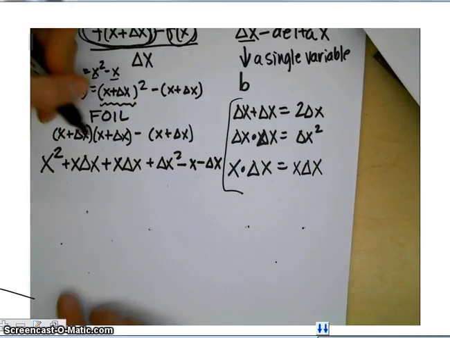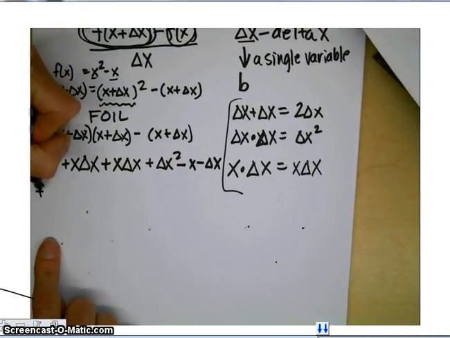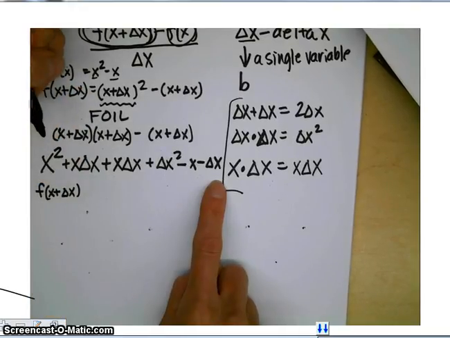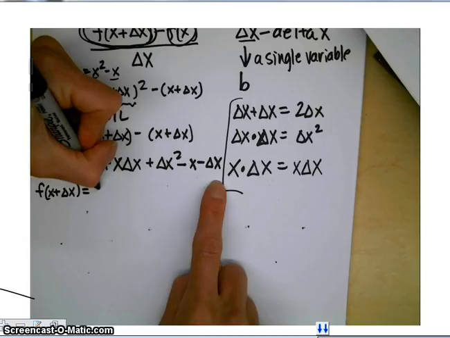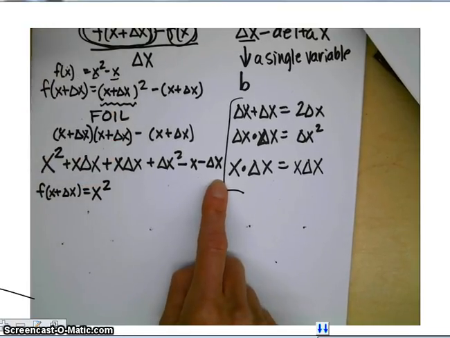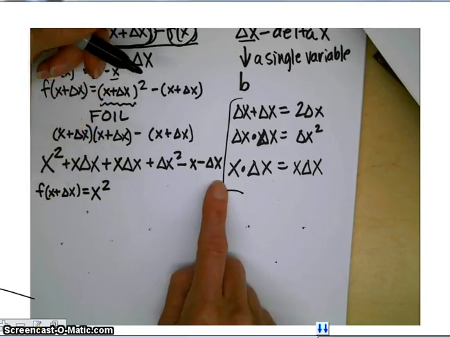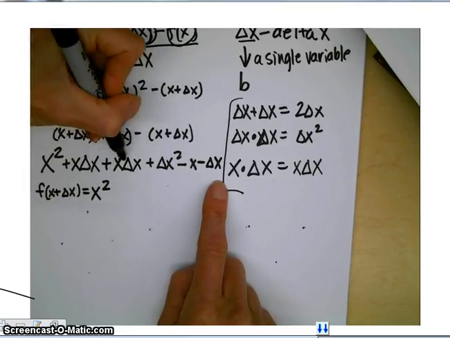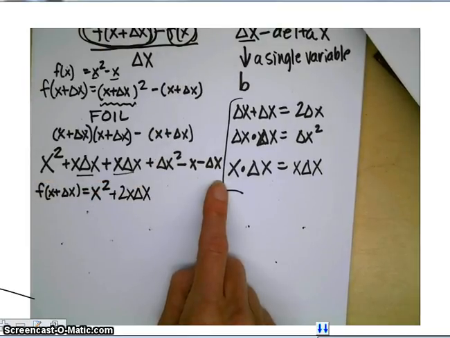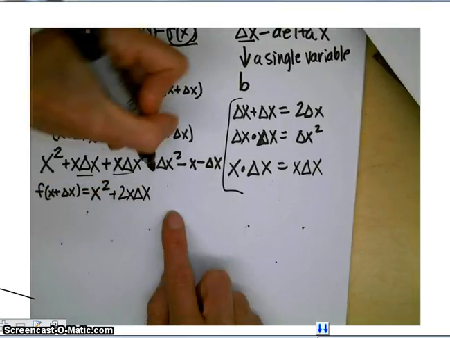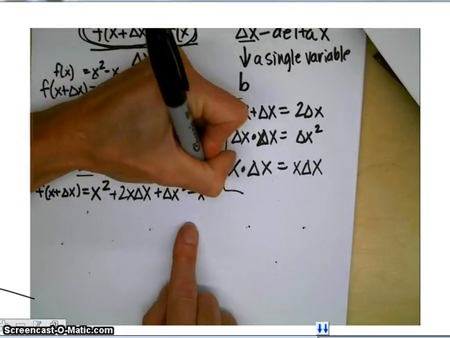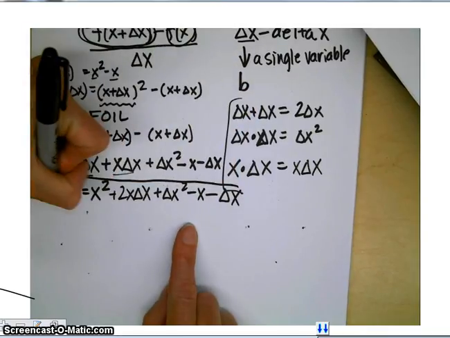So, what goes with x squared? Does any of these terms go with x squared? No, none of them are like it. Delta x squared is not at all like it. Delta x squared is like a completely other variable. Okay, what goes with x delta x? x delta x plus x delta x is 2x delta x. All right, what goes with delta x squared? Nothing. And nothing goes with these two. So this right here is f of x plus delta x.